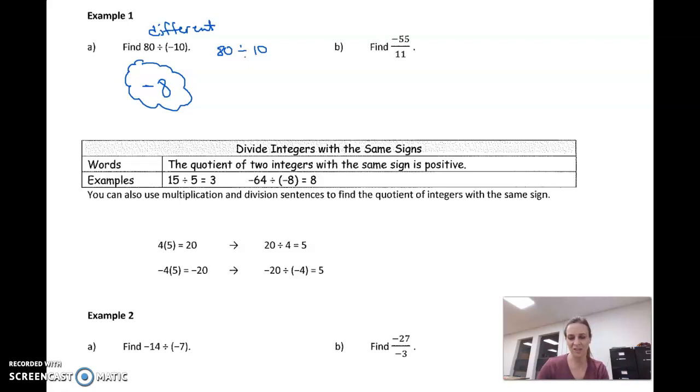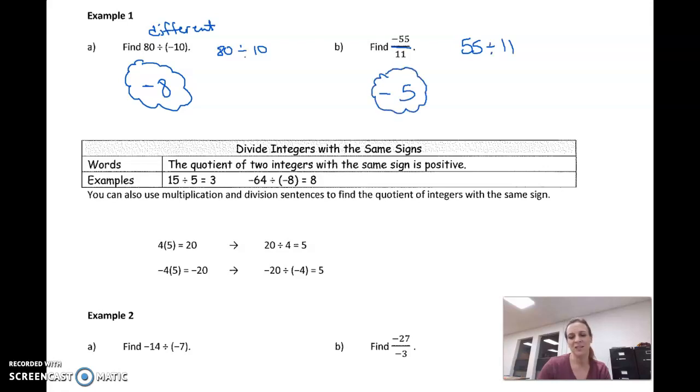And those rules are actually the same as multiplication. Remember when we write it like this? This still means division. And this is a negative divided by a positive. I know that means my answer is going to be negative because they're different signs. And then all I have to do is go 55 divided by 11, and I know the answer is 5.